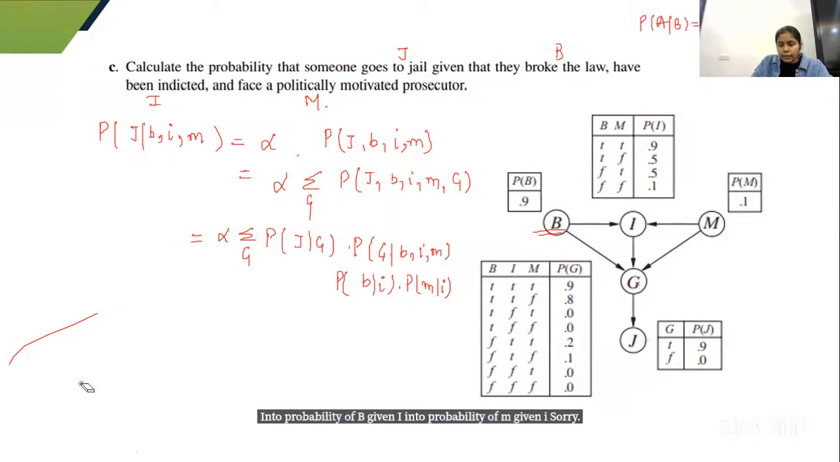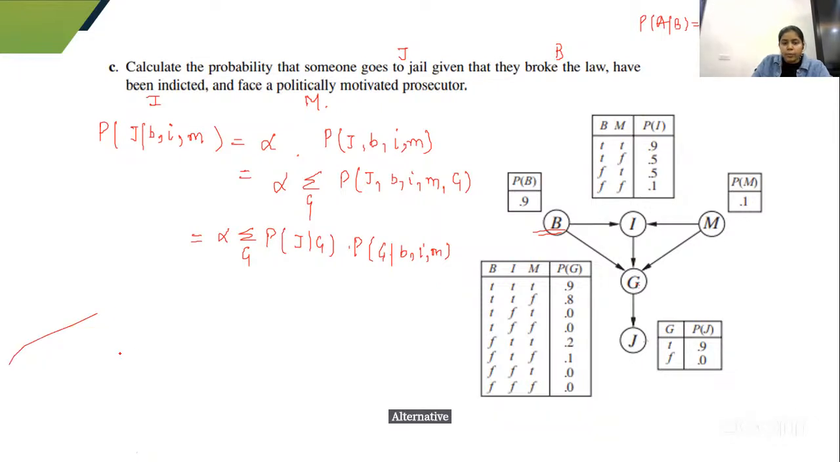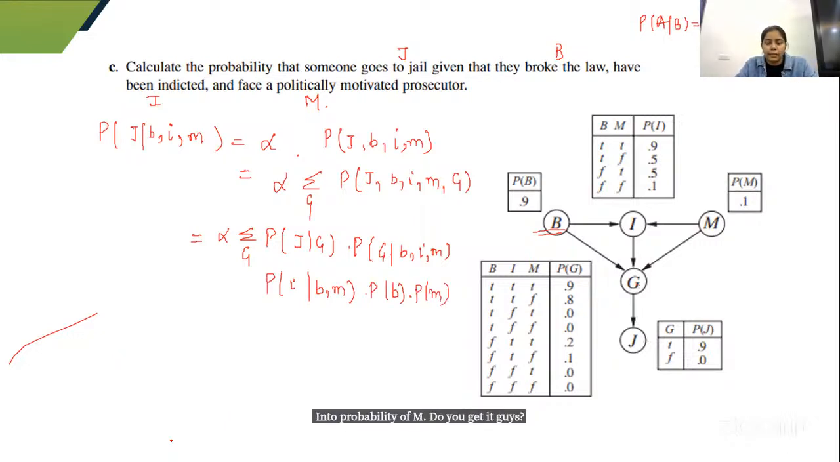Yeah, I can write this down as probability B given... or I have written it in a wrong way. Alternatively, it would be probability of I given B comma M, because I is dependent on B comma M, into probability of B into probability of M. Do you get it, guys? Just tell me if this is clear.